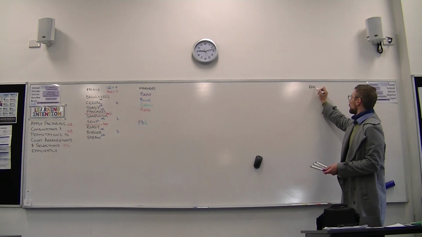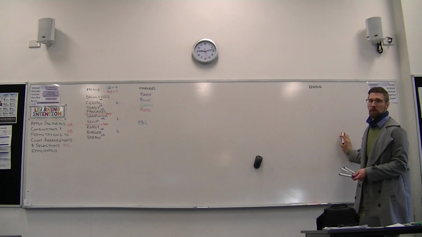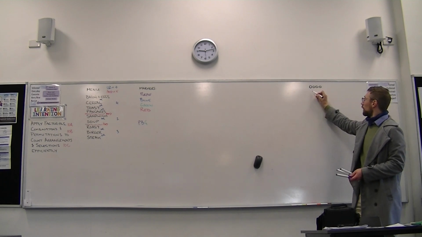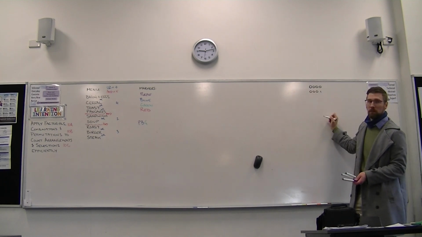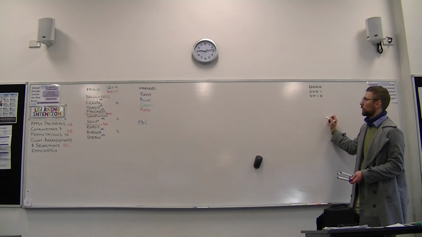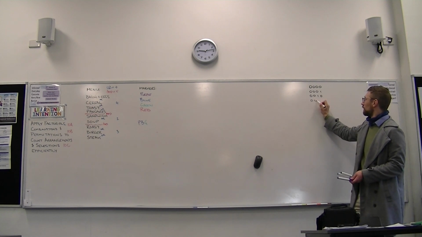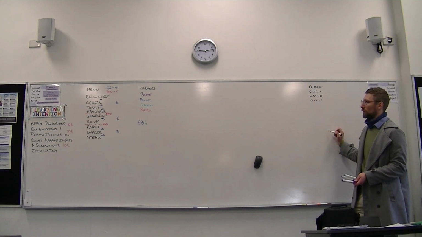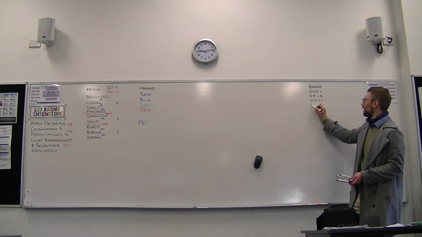Let's just say I start with 0. I'm just going to pick 4 bits here. The next number is 1. What's the next number? 2. How do I write it? 0, 0, 1, 0. Cool. How do I write 3? How do I write 4? How do you do this?